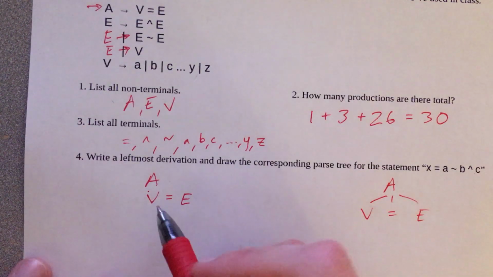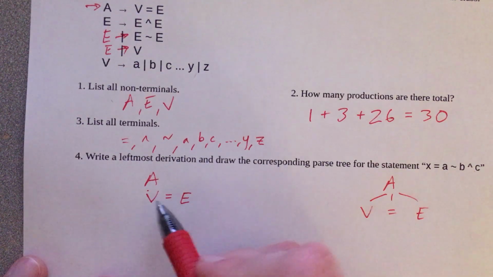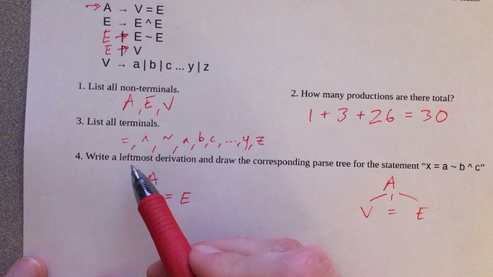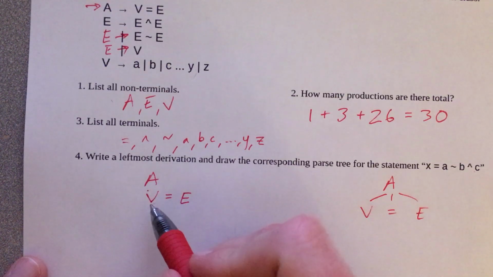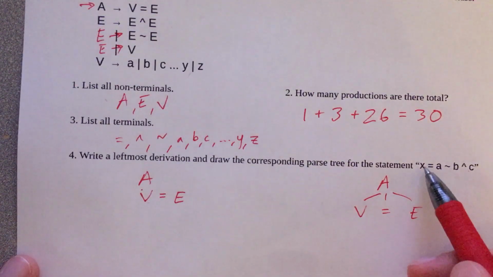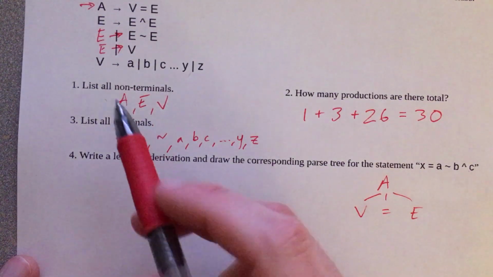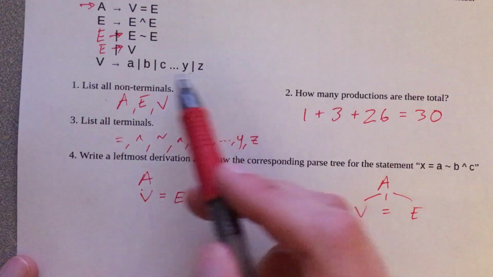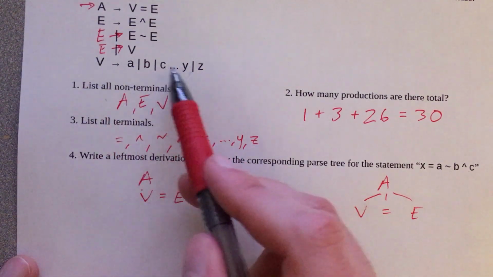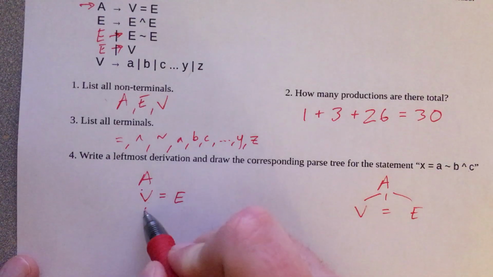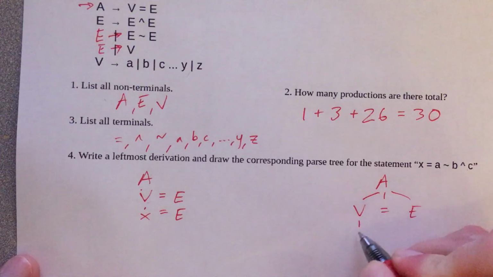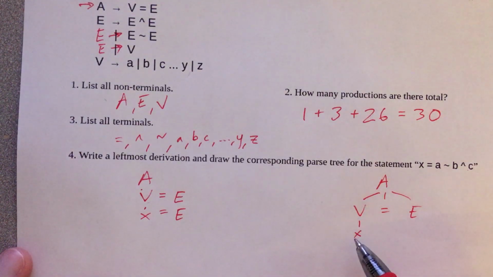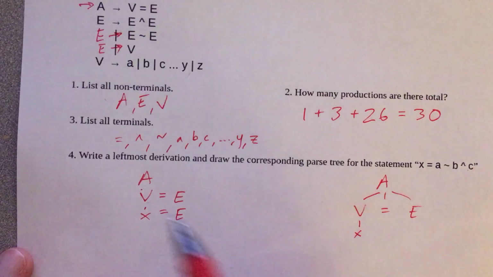So now we have two non-terminals that we need to expand, so we need to choose which one we want to expand, and because we're told that we're doing a leftmost derivation, that means we need to expand the leftmost one first. So that means we need to expand the V. Because we know that we're trying to get an X over here, we know that we need to expand by the V arrow X production, which is not explicitly written here, but is implied by the ellipsis here. So the next step in the derivation is X equals E, and over on the parse tree side, we have X as a new subchild of V.